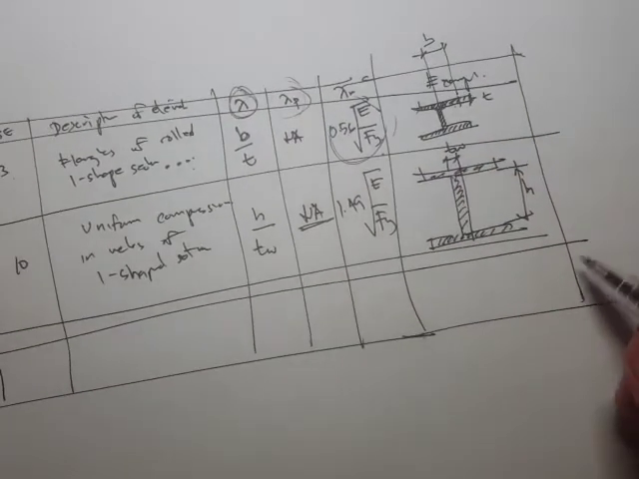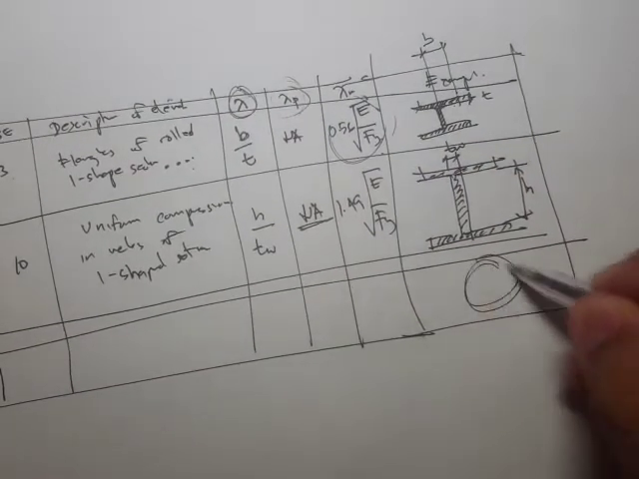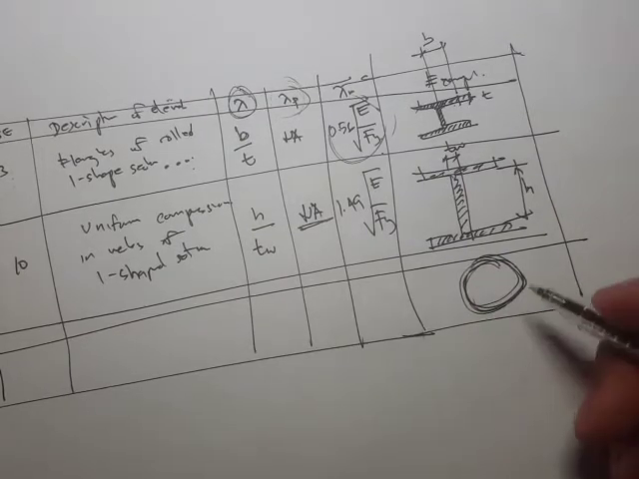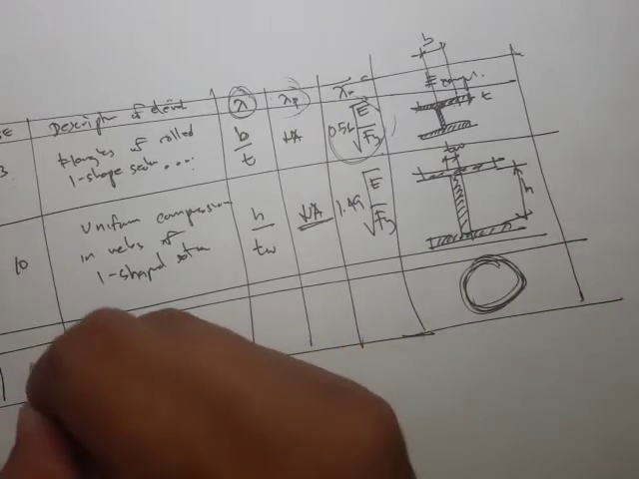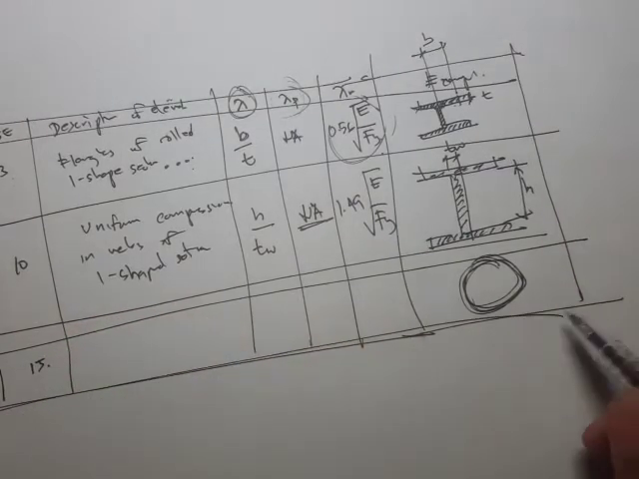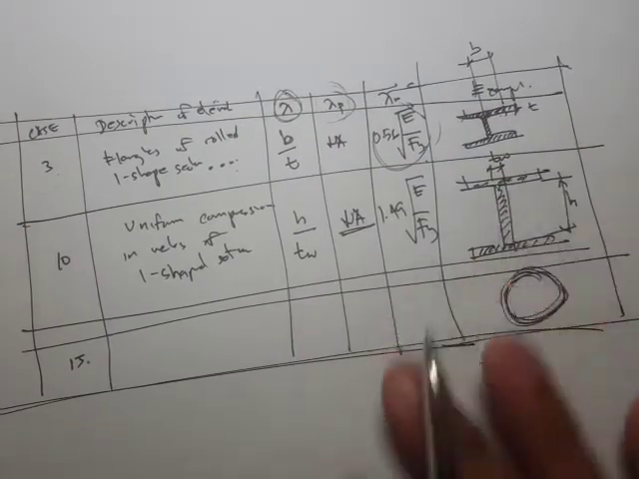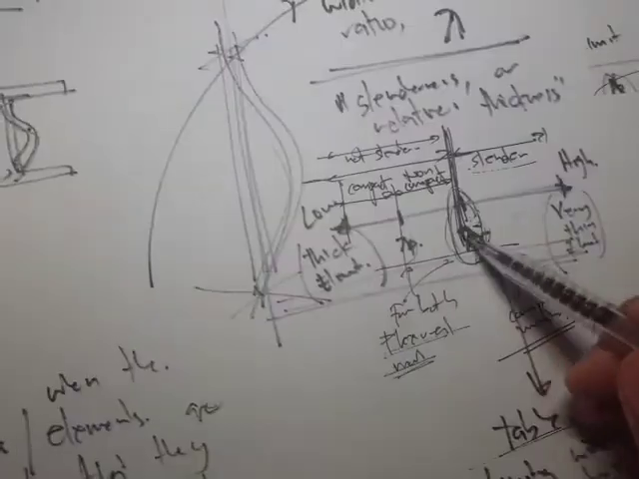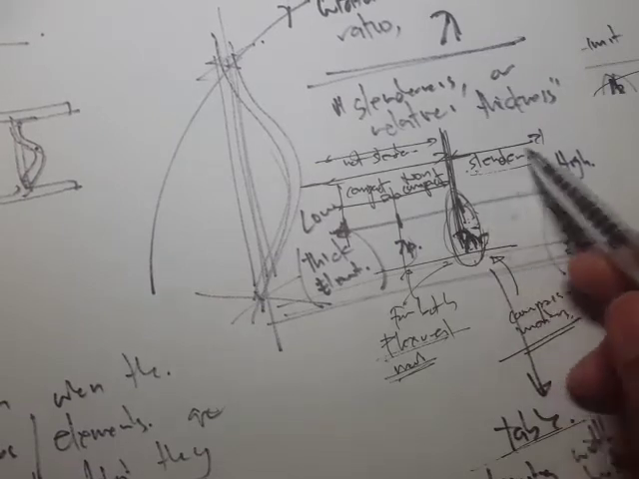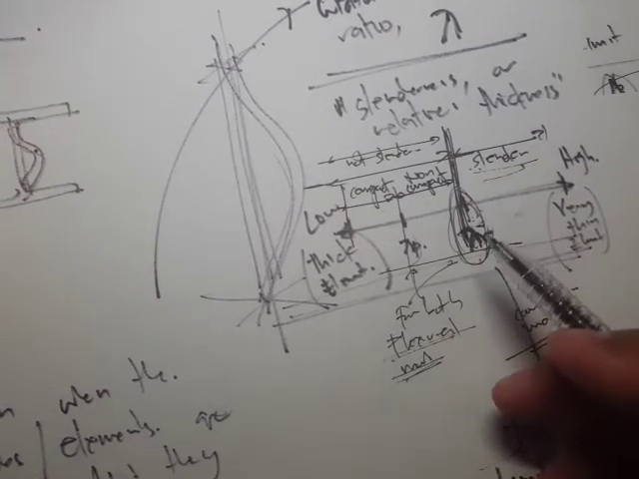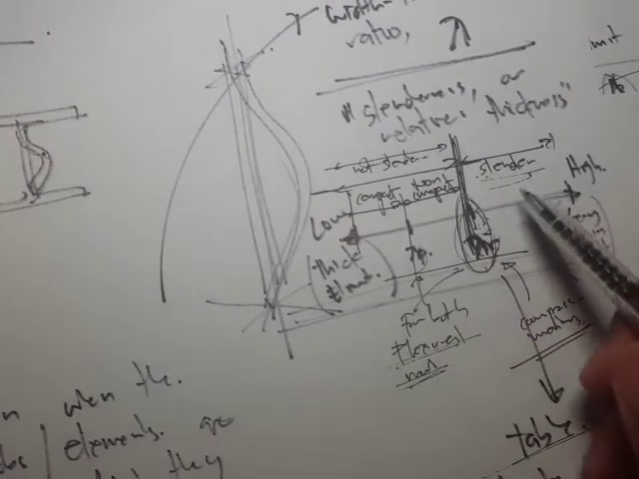Okay, so I also included another section right here. It's a circular hollow section, and you can just read that in our lecture handouts. So this is how we are going to determine this slenderness. Once it is greater than this lambda sub r, then it is slender, and therefore it is going to have local buckling.